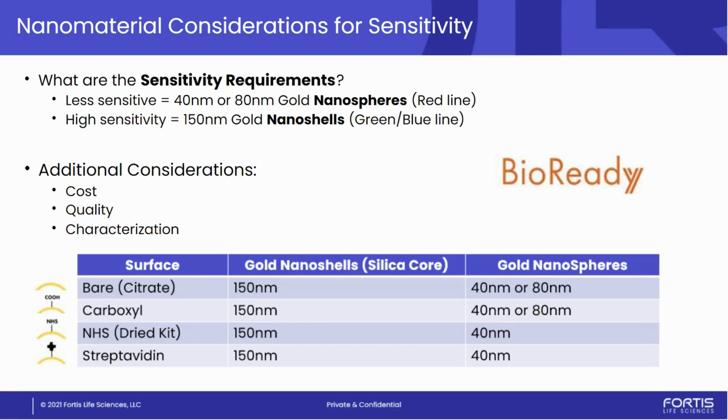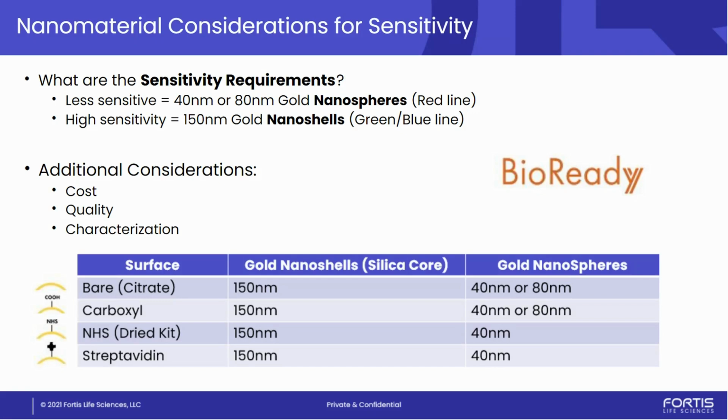And what we did is hollow that out to a degree. So we have a silica core, so very light, not very dense, and we shelled that with gold to give it the plasmonics of large gold, but the density of something much smaller. And that's what we call gold nanoshells.